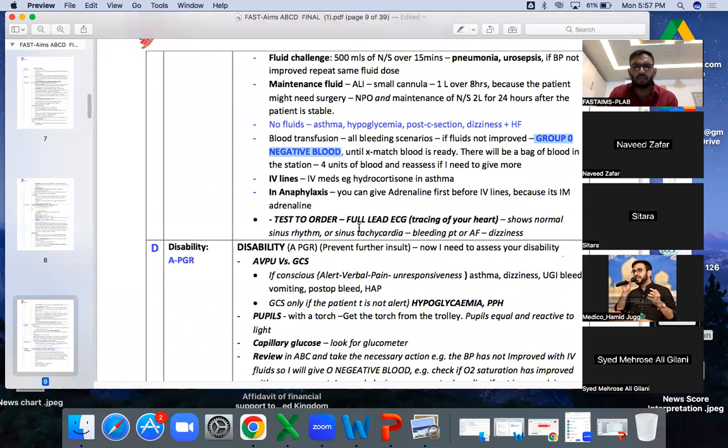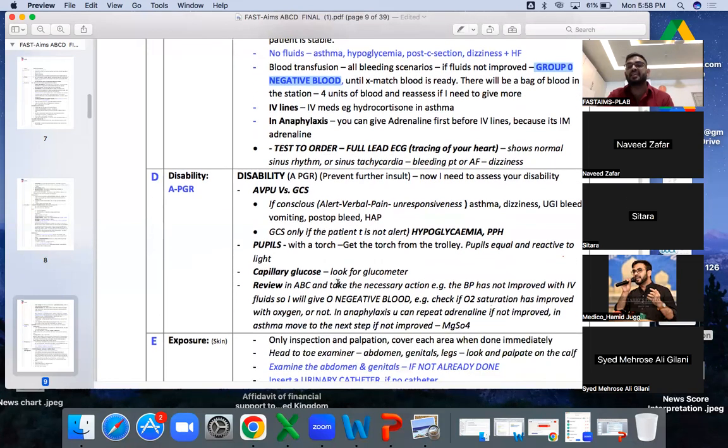The special test you will order here is only the complete ECG. Otherwise, there is no test we are going to order in circulation, except for the specific test. This is the complete ECG. You order a complete ECG in circulation. So here we check 4 things on the monitor, we do examination and we do the management. You can see here the main management is fluid. In the B part, the main management was oxygen. Here the main default management is fluid. So you need to know about that.